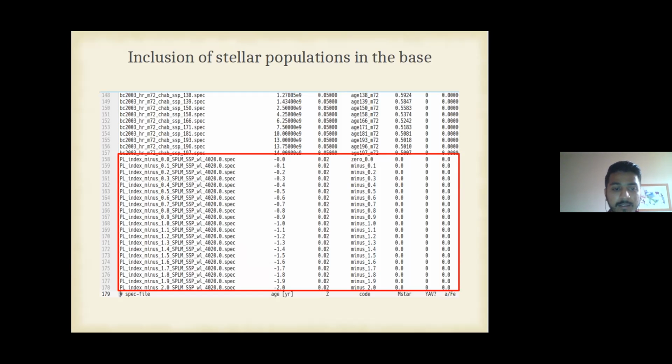And here you can see at the bottom in the age column that it contains the power law indexes, in negative. So Fado already knows that once you give it as an input.